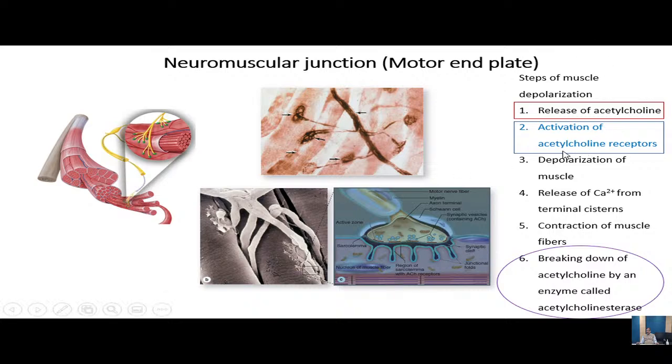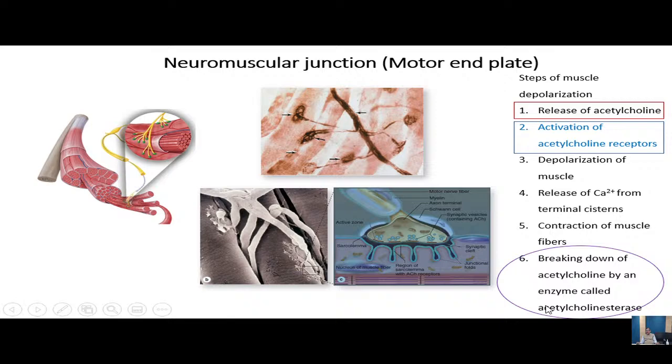So artificially, some drugs are given which are able to bind to the acetylcholine receptors and produce the contraction of the muscle.